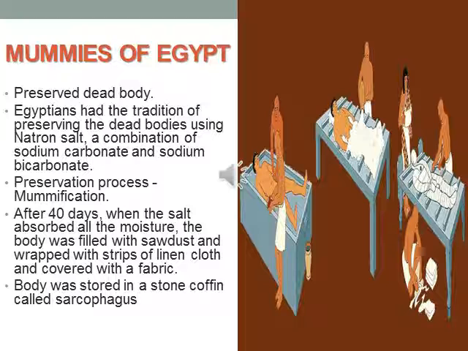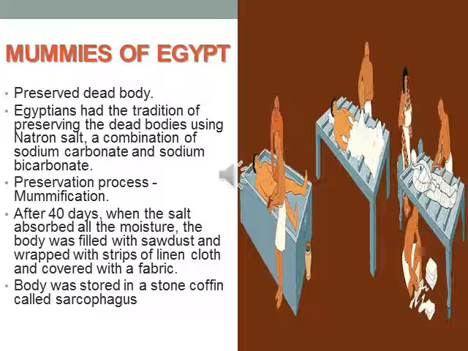So first, what is meant by mummification? What is the process involved? The preserved dead body is called a mummy. The Egyptians had the tradition of preserving the dead bodies using natron salt. Tradition means something which was followed for many years.